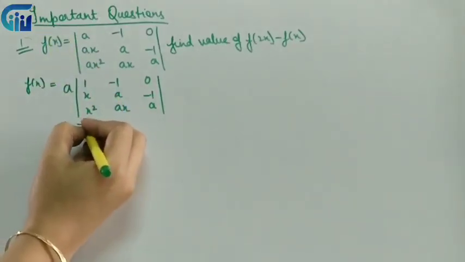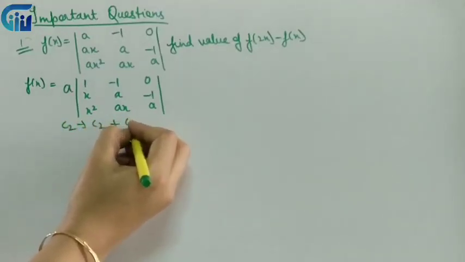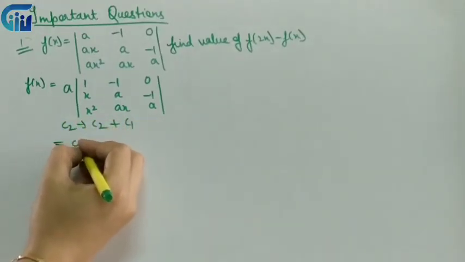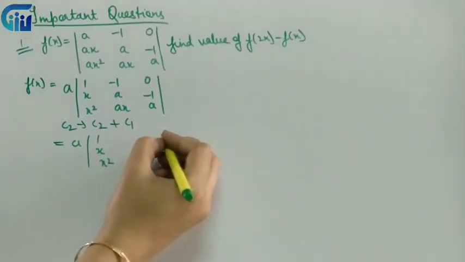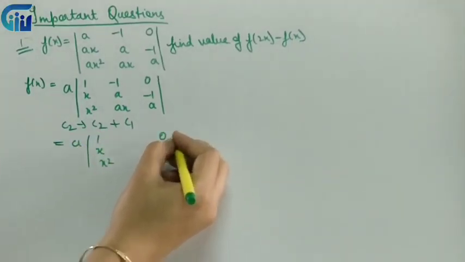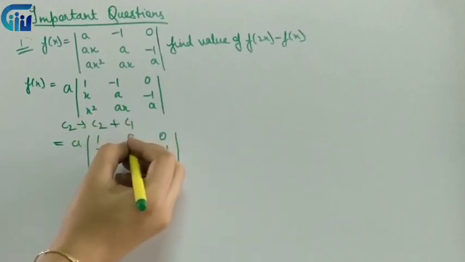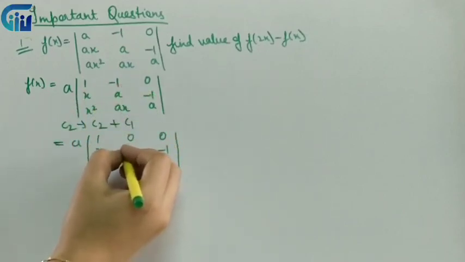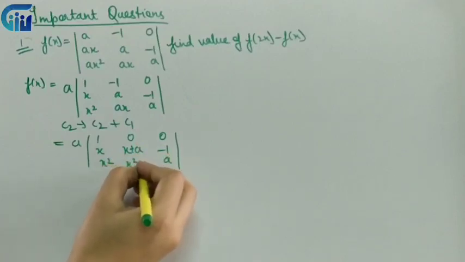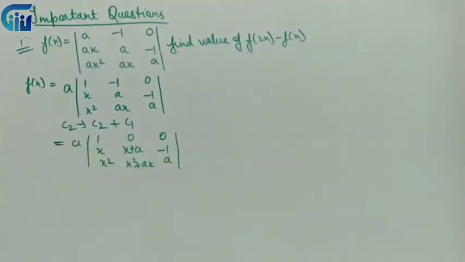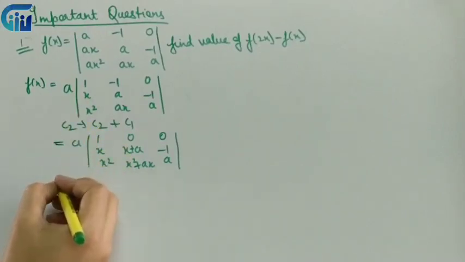So I'll write C2 becomes C2 plus C1. So it will give me a. This will be 1, x square unaffected. This will also be unaffected. Over here, I'll add these two. This will be 1, minus 1, a, x plus a, and x square plus ax. Now, what do we observe? I can take x common from here. So, I'll work on that.